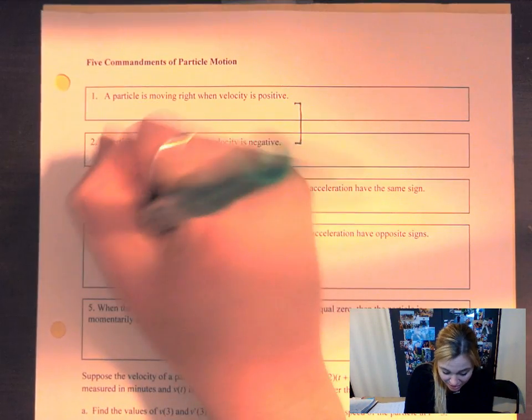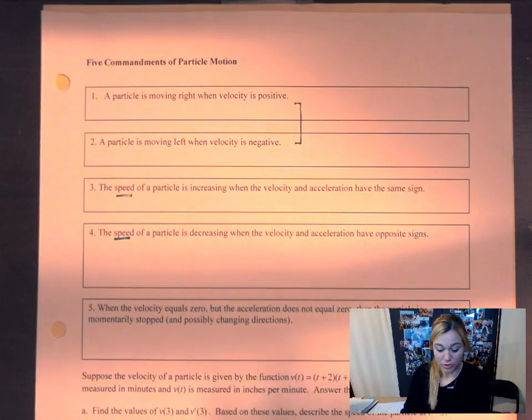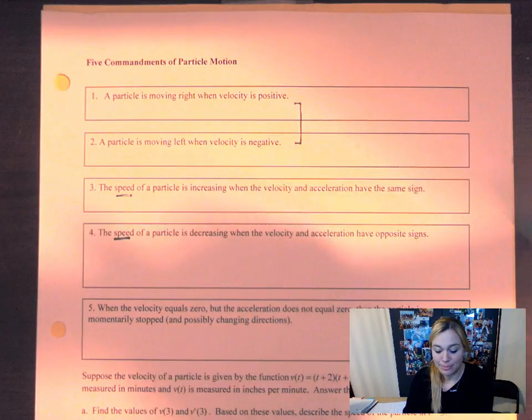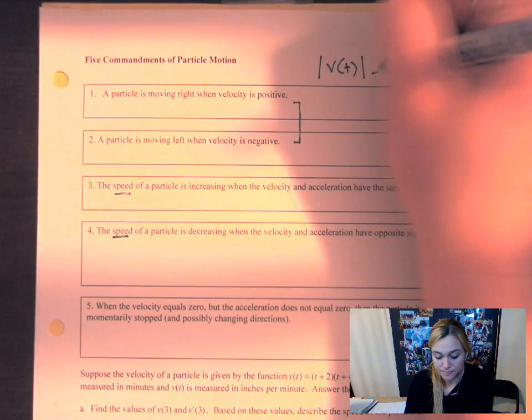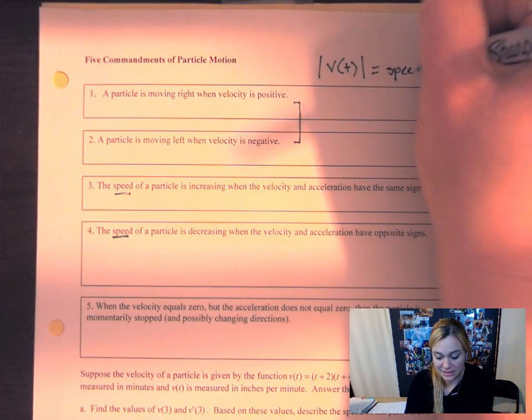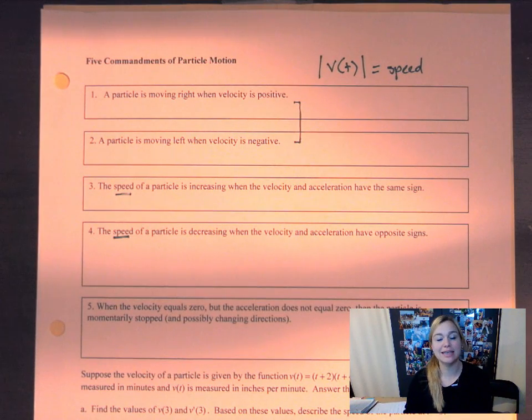Here's the new stuff. The speed of a particle, so this is slightly different than before. Speed is the absolute value of velocity. So if you took physics before or are doing it now, speed is the absolute value of velocity. So it doesn't matter whether the particle is moving right or left, the speed will be the same. It's just the velocity without the direction. It's always going to be positive.